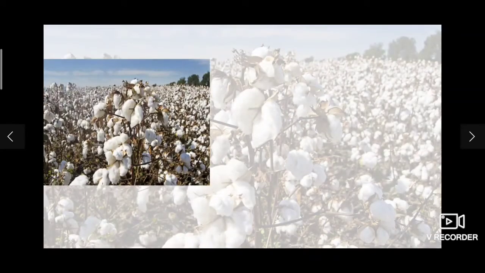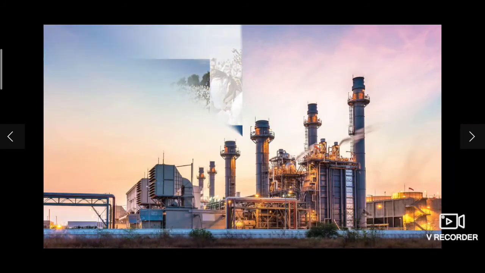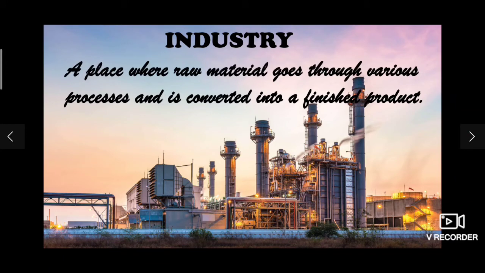Farmers grow cotton in their farms. This cotton is a raw material and has to be converted into clothes for us to wear. And where all this is done? It is done in industries. So what is an industry? Industry is a place where raw materials are converted into finished goods.